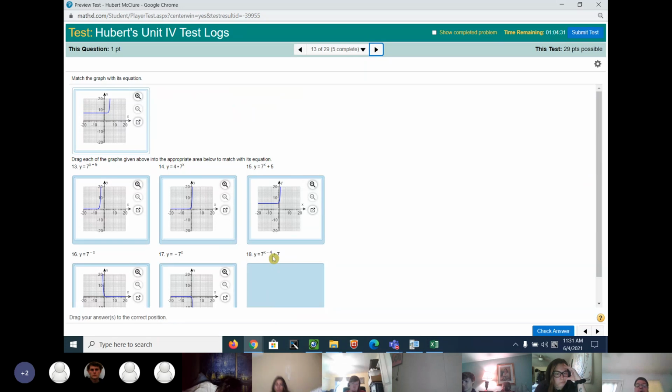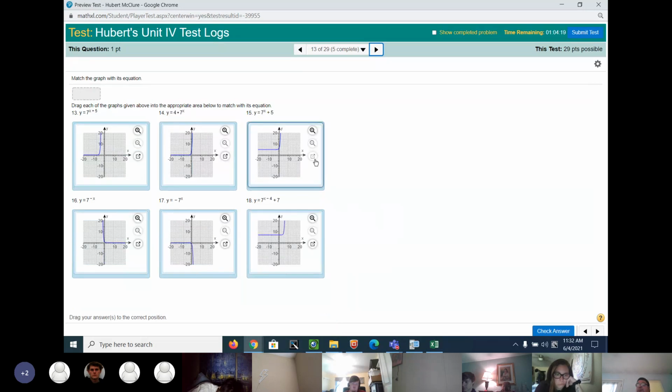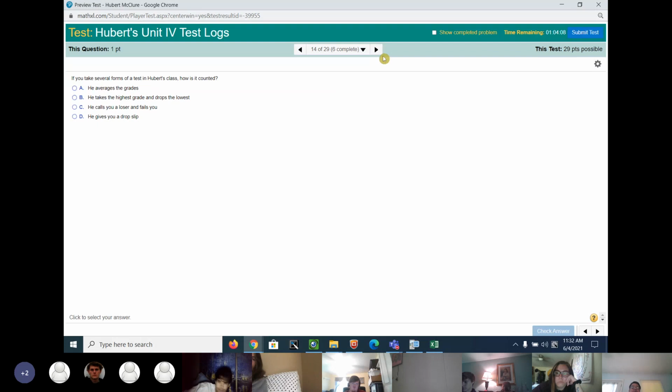And this one has a horizontal shift of 4 to the right and 7 up. 4 to the right and 7 up. I have never seen that question before. I like that. Is that on your homework? Next.